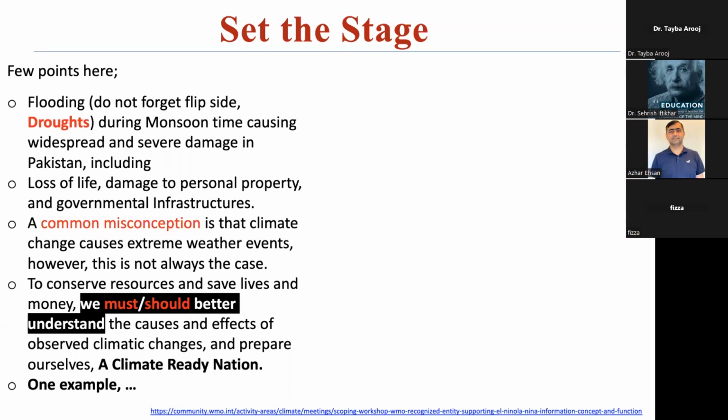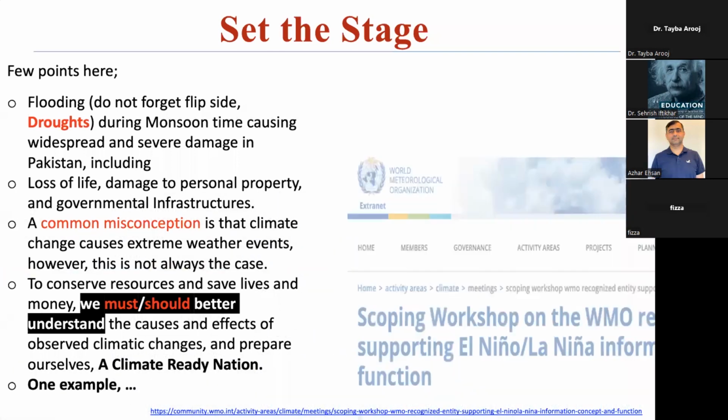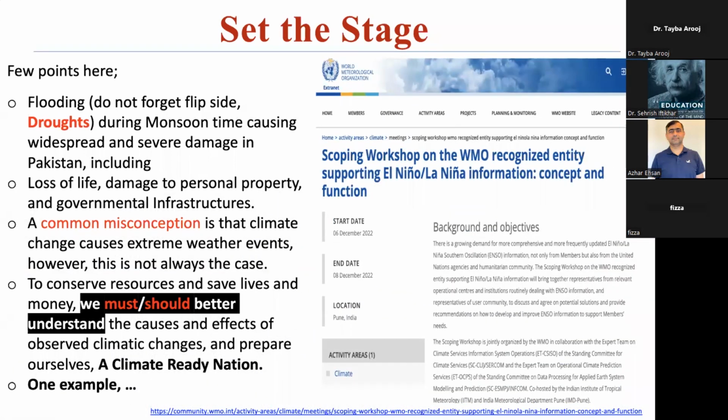So I have one example. During this week, one conference was going on. It just concluded yesterday, a scoping workshop by WMO, the World Meteorological Organization. Who is the organizer? It's WMO, a UN entity for weather and climate services. It is happening in Pune, India, co-organized by IITM and IMT Pune.